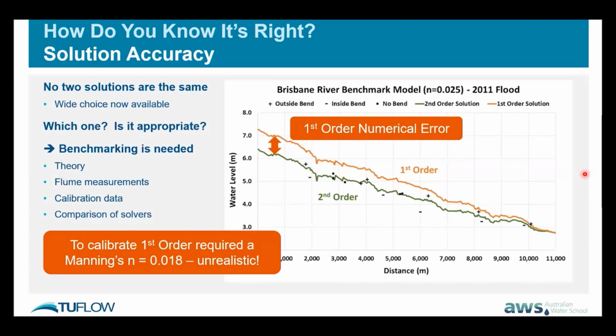And so what you're getting here is this first order numerical error kicking in, which tends to be more pronounced in more complex flow situations. And also what's interesting is to calibrate that first order solution, we needed a very low Manning's-N of 0.018, which once again is unrealistic and is ringing alarm bells. So that Manning's-N value really has to sit within industry standards.